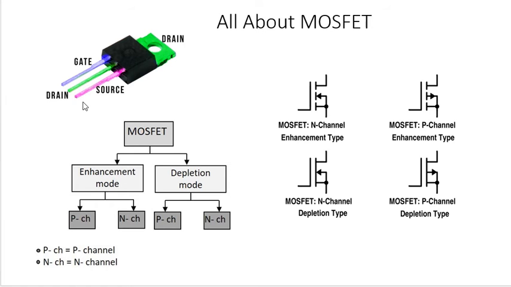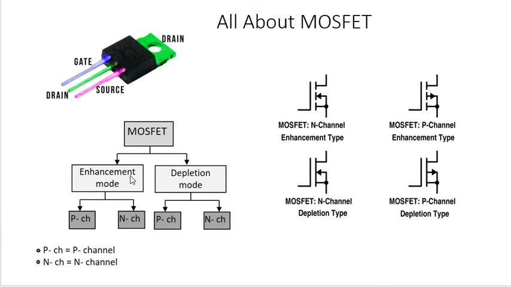Okay, so let us move to the classification of MOSFETs. Here you can see in this image we have provided the classification. So a MOSFET is basically of two types. One is enhancement, another is depletion. Again, in both types we have P channel and N channel. You can see here also it is P channel and N channel.